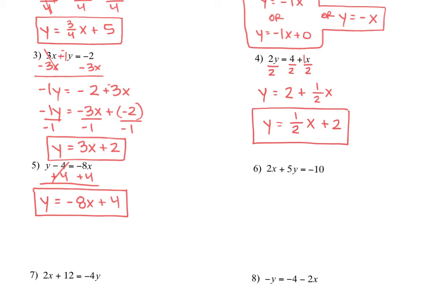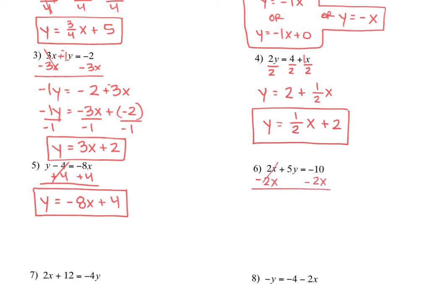All right, let's go ahead and look at the next one. Number 6 is the last one that I'm going to do here. So I have 2x plus 5y equals negative 10. Again, my goal is to get y by itself. So there's kind of a lot with the y, so I know this one's going to take me a couple steps. So I have a positive 2x, so to get rid of it, I'm going to subtract 2x.